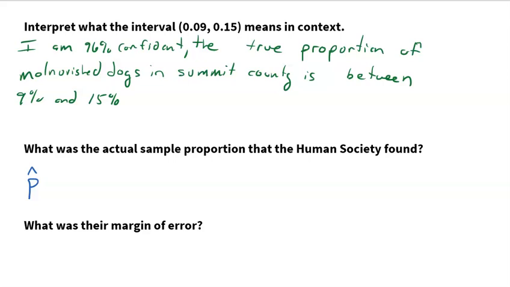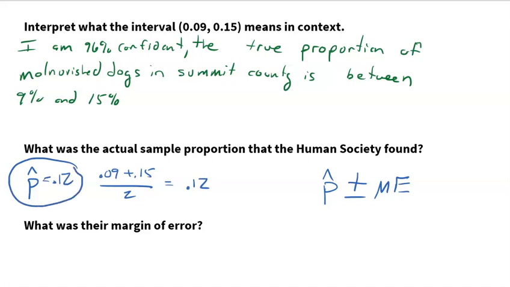Listen, all you have to remember is how confidence intervals are built. You start with p-hat. You go up and you go down a margin of error. What that means is because you're going up and down by the same number, p-hat will always, always, always fall directly in the center of the interval. So if I want to find the center of this interval, all I got to do is take 0.09 plus 0.15 and divide by 2, and you'll get the center. And that ends up being 12%. So the sample proportion that they found must have been 12%.